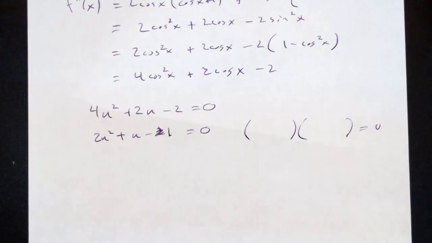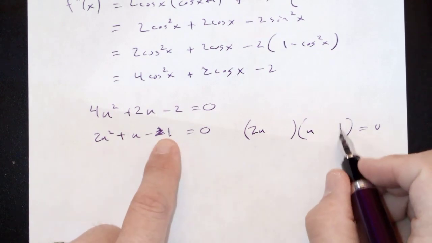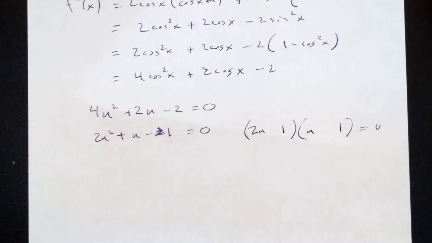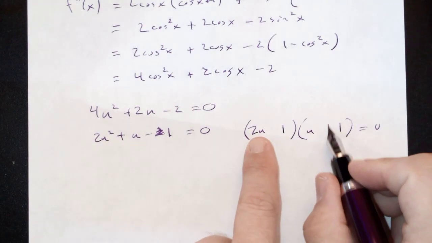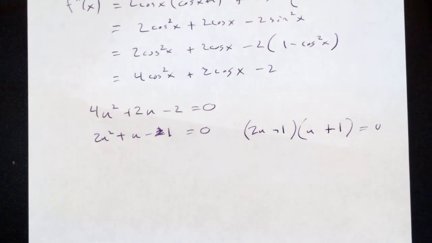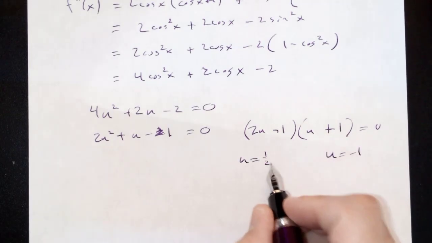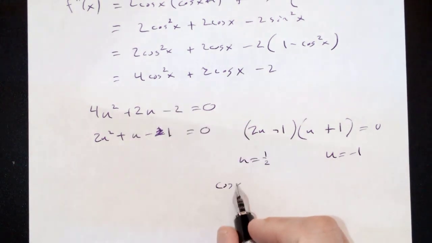So let's see. I want a 2u squared. I'm going to need a 2u and a u. I want a minus 1. I need a 1 and a 1, and one of those needs to be negative. One of those needs to be positive. I want a plus u. This minus this gives me the middle term. If you're looking at me like, how did you do that? Practice factoring trinomials, or what can I do instead? The quadratic formula. Because now I get u equals negative 1, or u equals 1/2, but u is cosine.